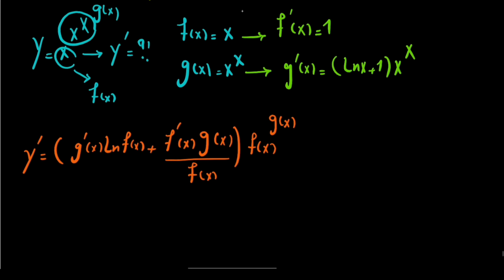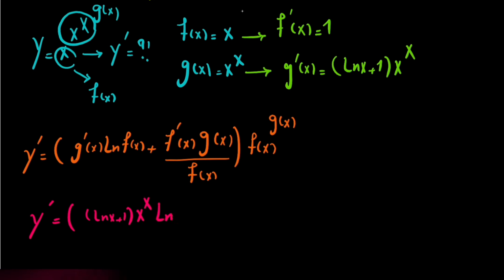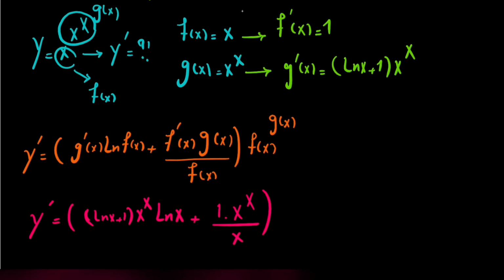So y prime will be equal to g prime(x), and I told you that's equal to ln x plus 1 times x to the power of x, times ln f(x), that was equal to ln x, plus f prime(x), that's equal to 1, times g(x), that was equal to x to the power of x, divided by f(x), that was equal to x, times x to the power of x to the power of x.